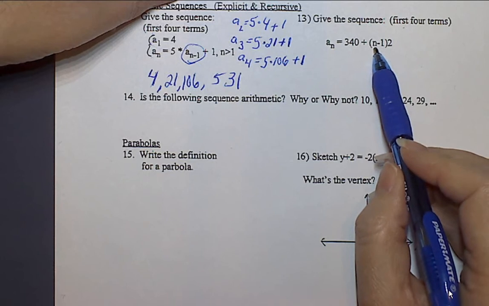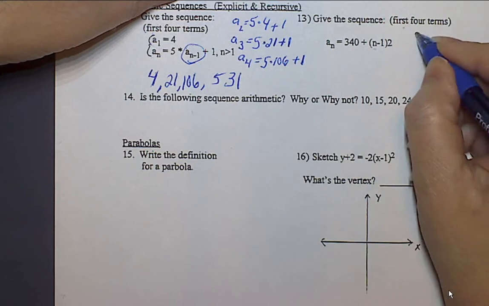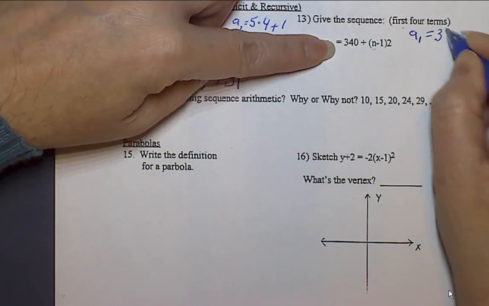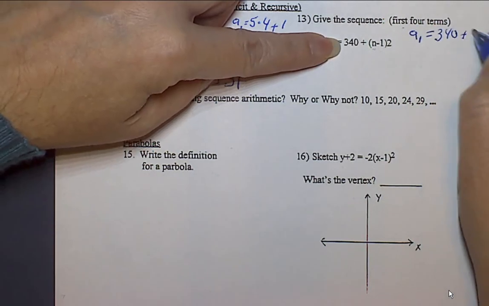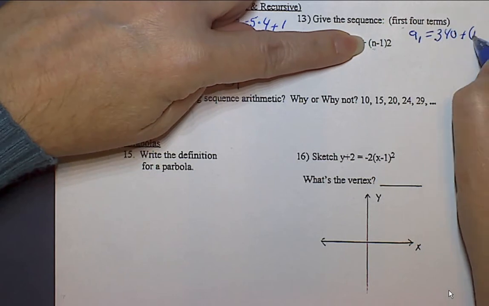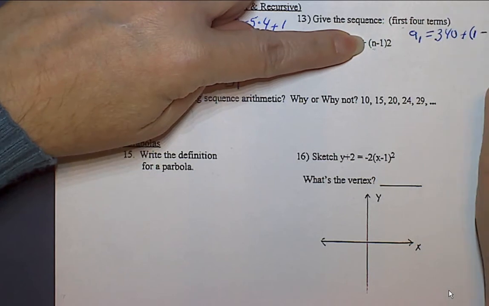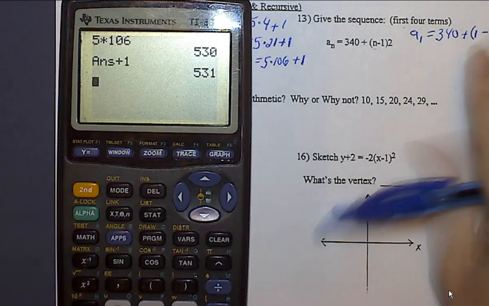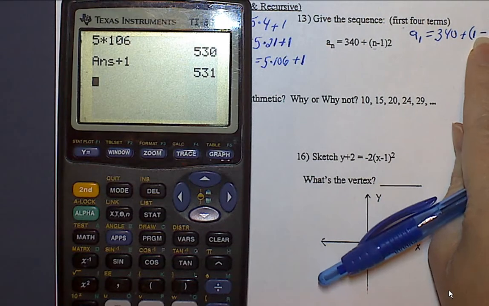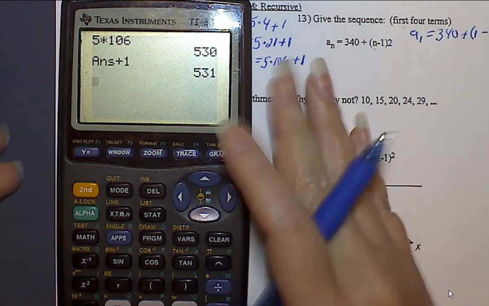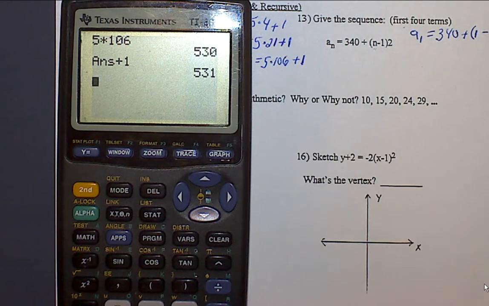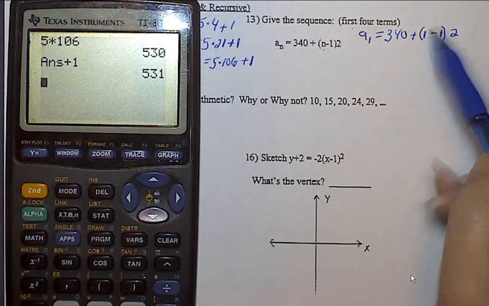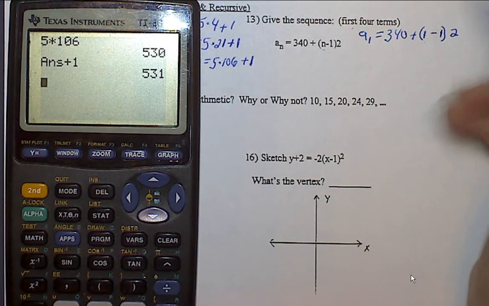So the first 4 terms would be: A1 is equal to 340 plus, and now my n is 1 because it's my first term, minus 1 times 2. So I have 1 minus 1 is 0, times my 2, so that's 0. So my first term is 340.